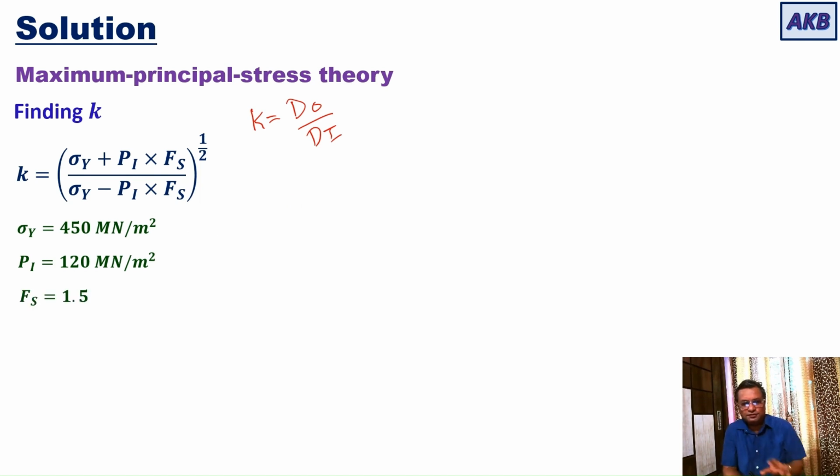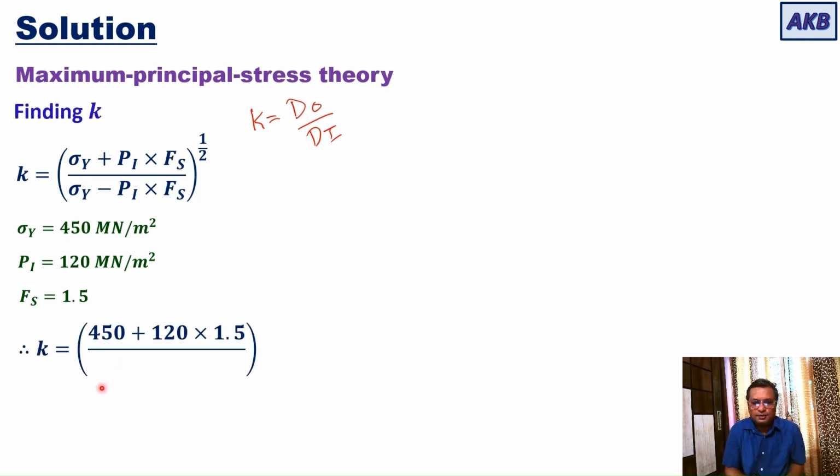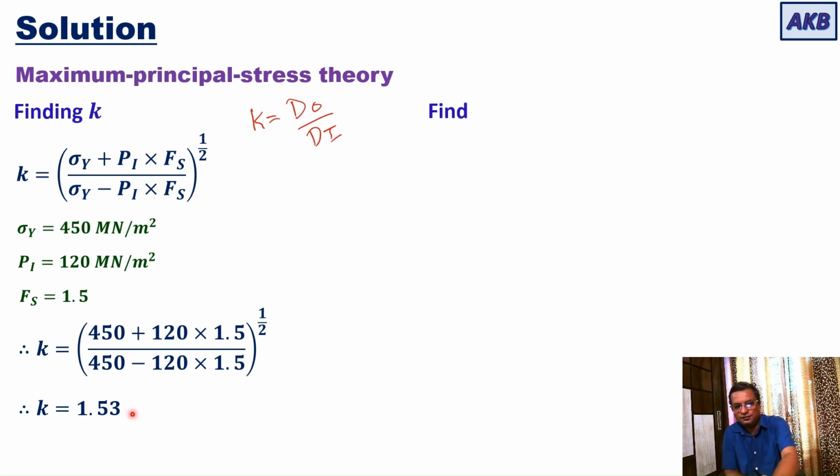Then factor of safety is given to us. Factor of safety is 1.5. So if I just have to put the values to get K, K will be 450 plus 120 into 1.5 divided by 450 minus 120 into 1.5, raised to 1 by 2. And if I solve it, I'm going to get K as 1.53.